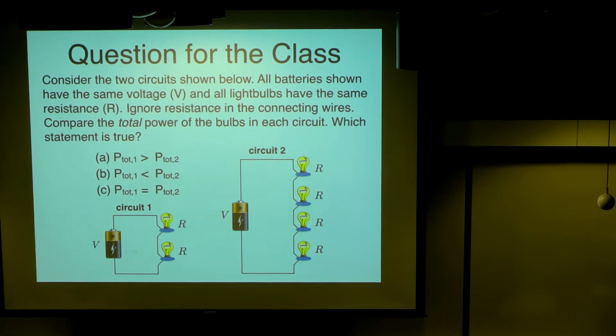In other words, your expression for the total power output should just be something that only involves V, the battery voltage, and R, the resistance of each bulb. Just based on that, you'll be able to see which one's bigger.